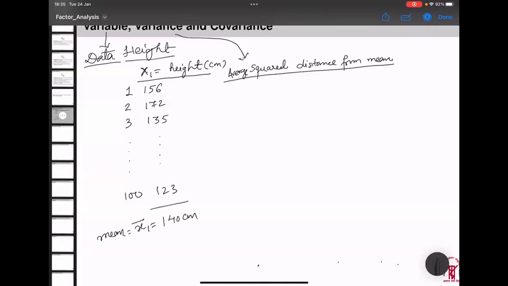So this variance is nothing but xi minus x bar, which means 156 minus 140, 172 minus 140, and then take a square. Okay. So you take the distance and then you square it. Okay.